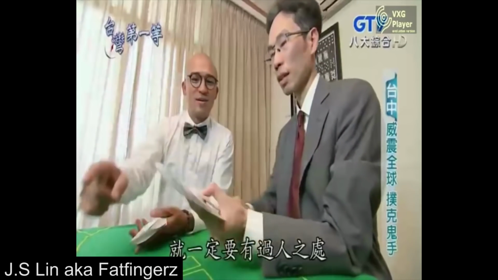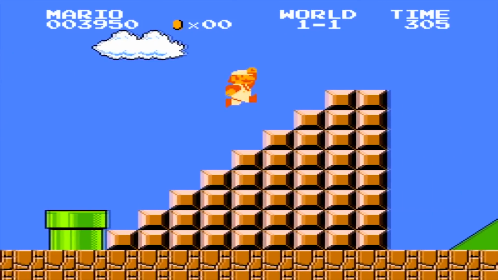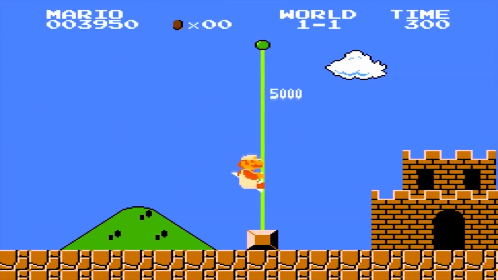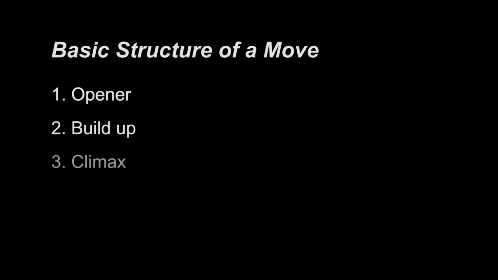Fully understanding the structure of a move can help you go a long way. It will make your moves more pleasant to watch and easier to understand. It will also provide you with clear objectives and set patterns that could speed up the process of creating each move. So with that said, let's get into it. The basic structure of a move consists of an opener, the build-up, the climax, and the closer.